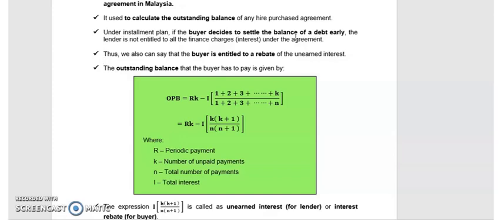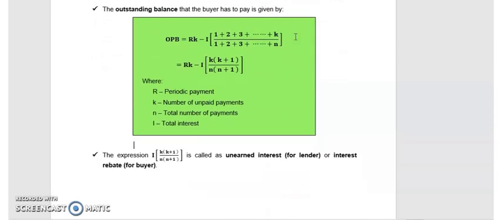Okay, let's say you take an installment plan and then you need to pay for 2 years, for example. So T equal to 2. And let's say the installment plan is based on monthly basis. So if monthly basis, number of payments in 1 year is 12 months. If you need to pay for 2 years, multiply by 2. So number of payments is 24. Okay, let's say you already paid for 15 months.